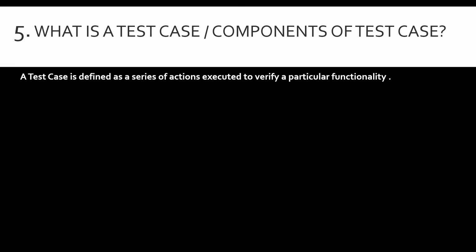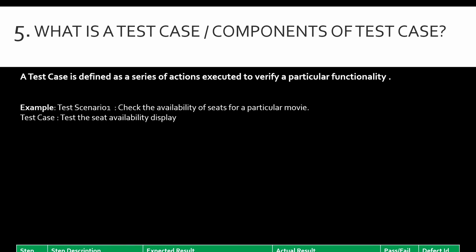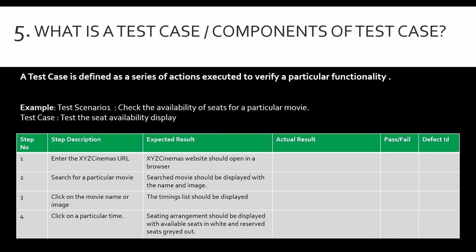Let's look at it using an example. If you look at the test scenario which was check the availability of seats for a particular movie, let's see how a test case for it looks like. There will be a test case name, which can be test the seat availability display, and then this table and the columns are pretty key here. It has the step number, description, expected result, actual result, pass, fail, defect ID. So this answers what are the components of a test case if asked.